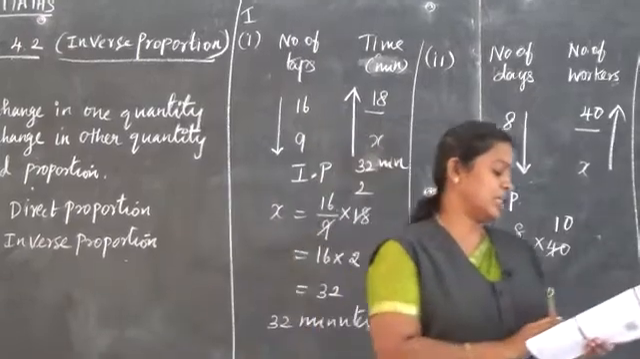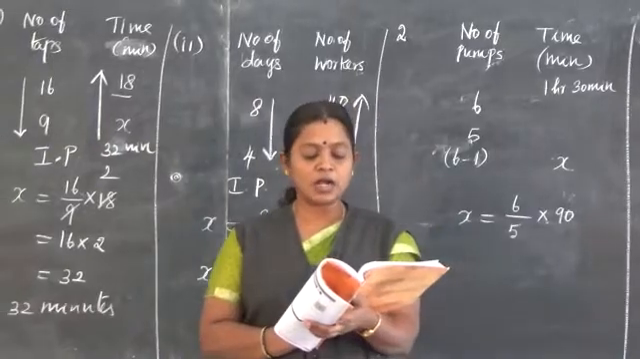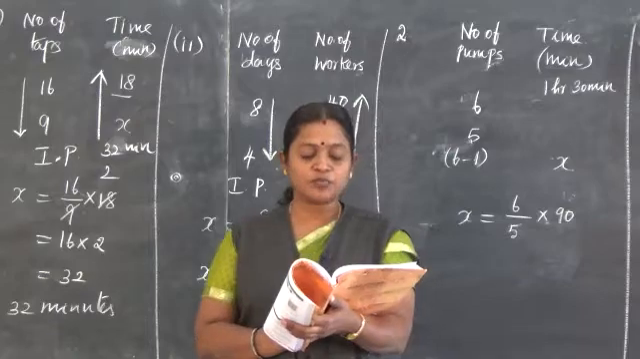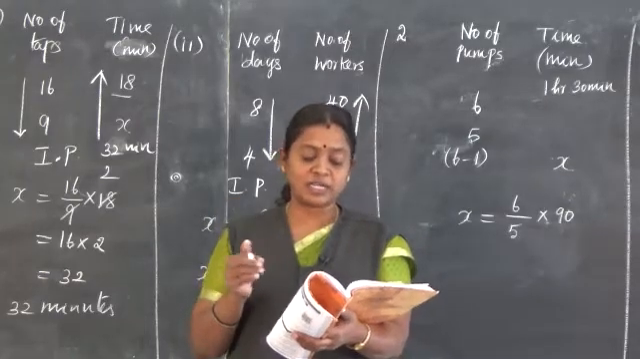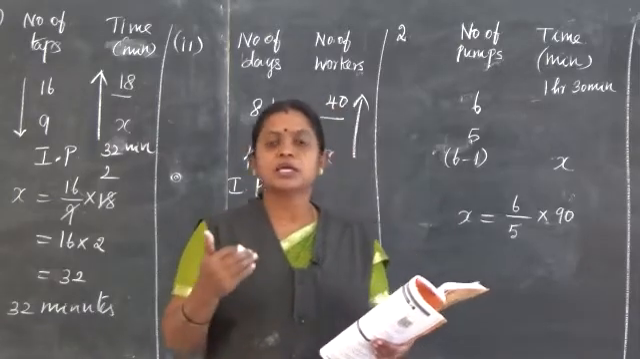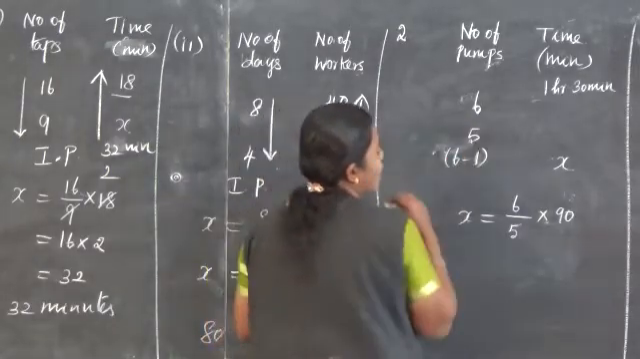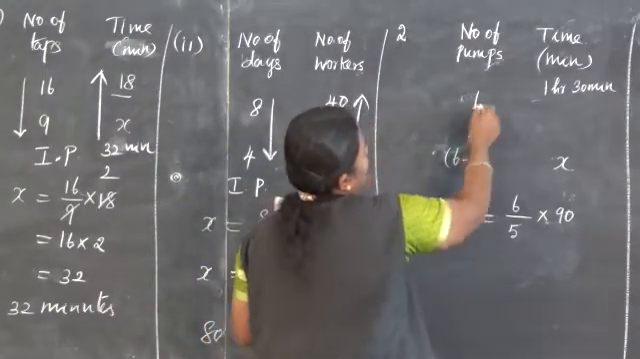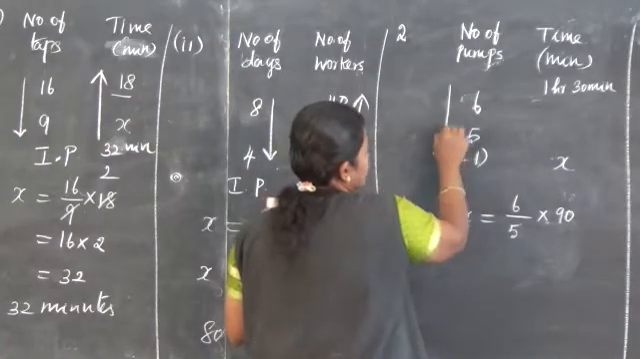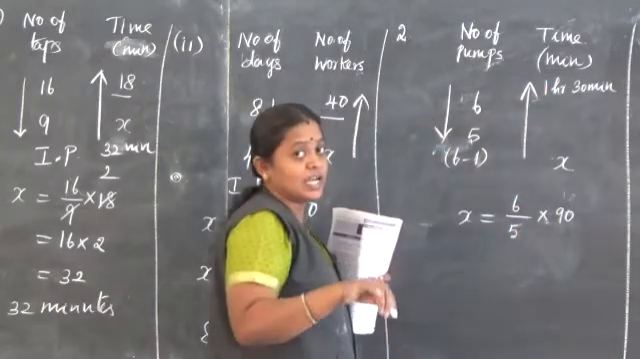Come to the second one. If 6 pumps are required to fill a water sump in 1 hour 30 minutes, what will be the time taken to fill the sump if one pump is switched off? One pump is switched off. So already we have 6 pumps, and one pump is switched off. Now if you are subtracting, how many pumps do we have? 5 pumps. Once again you should concentrate on how it is reduced now. So it is decreasing. Now definitely we need more time to fill that sump.